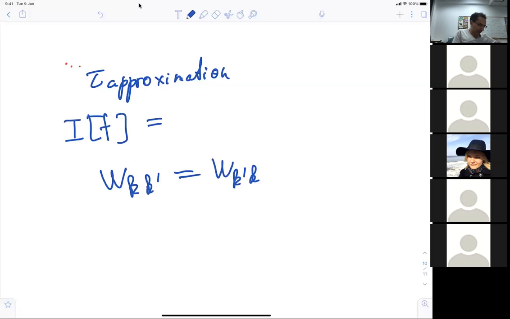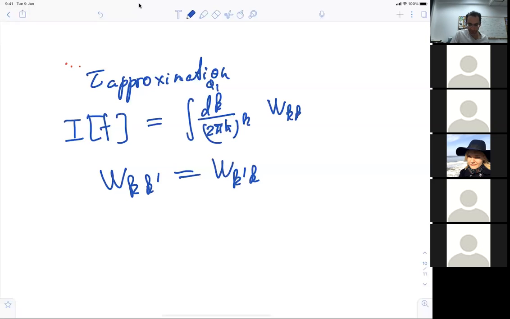Okay, let me just write it once again. So it's an operator, dk prime, a d-dimensional integral over 2 pi h bar to the power d, of W k k prime times f of k minus f of k prime. So this is a linear integral equation. Of course, it's solvable. However, it's an integral equation, so it's not always easy to solve. What people frequently do is to use the so-called tau approximation.